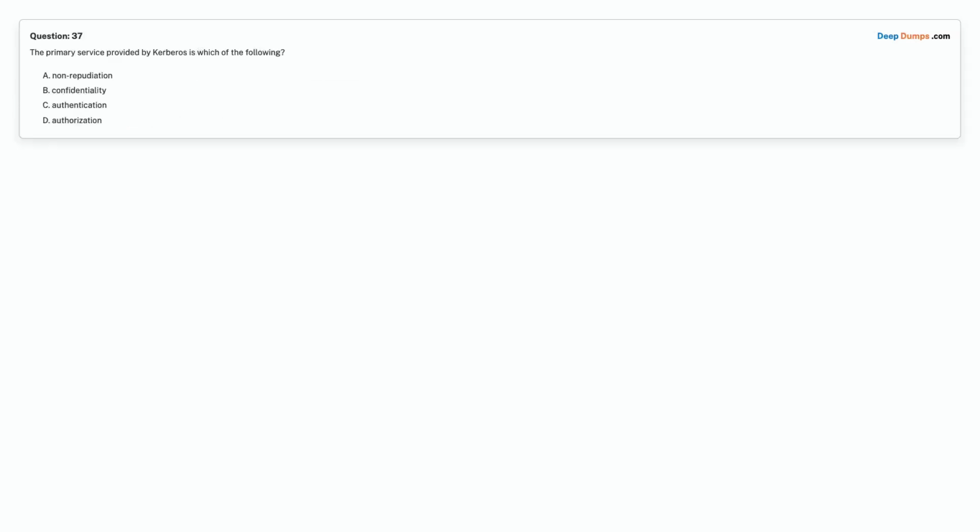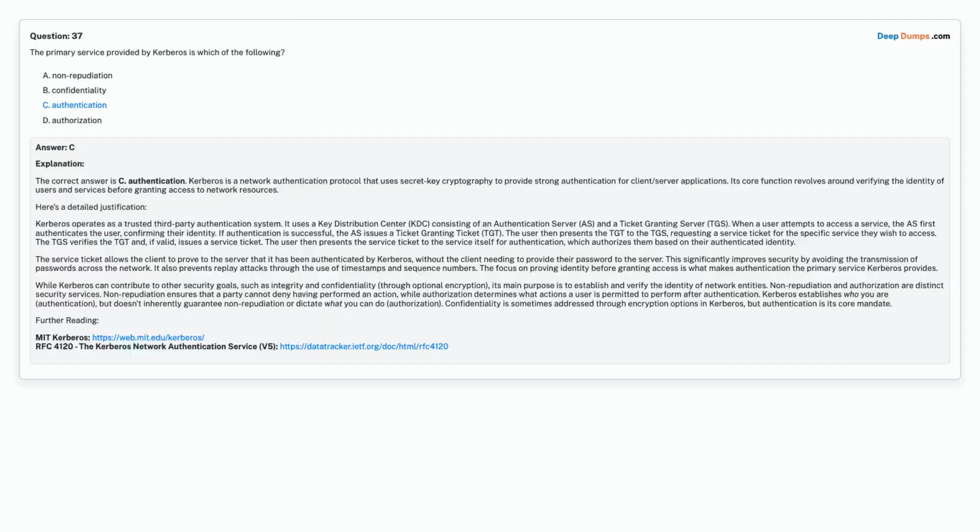Question 37. The primary service provided by Kerberos is which of the following? Option A. Non-repudiation. Option B. Confidentiality. Option C. Authentication. Option D. Authorization. Choose the correct answer. Correct answer is option C. Authentication.